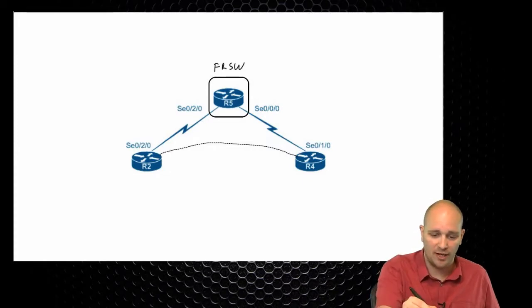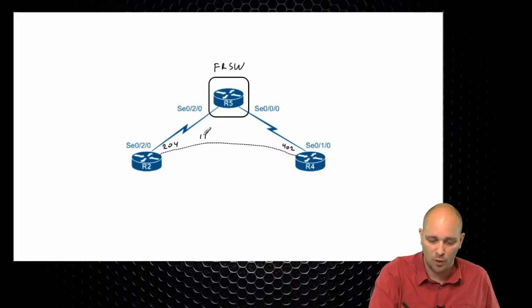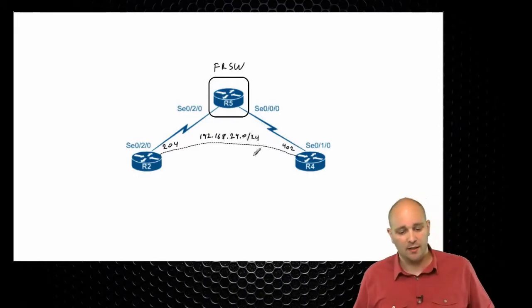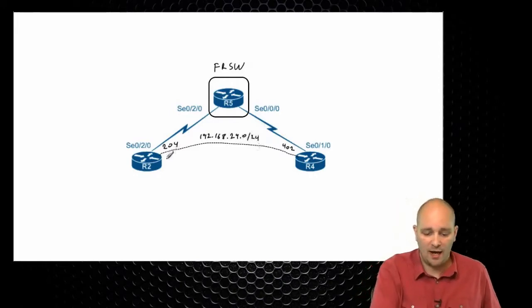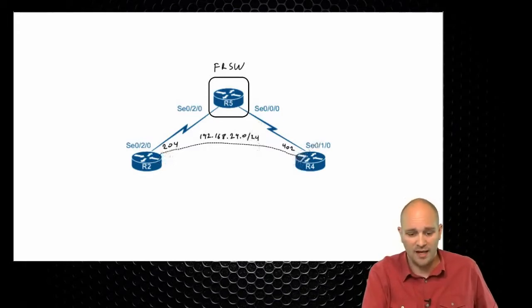On this black connection, I want to use DLCI 204 on R2, and I want to use DLCI 402 on R4. And I want to have 192.168.24.0/24 as the IP addressing on this connection. And I will use .2 on R2, and I will use .4 on R4 as the IP address.